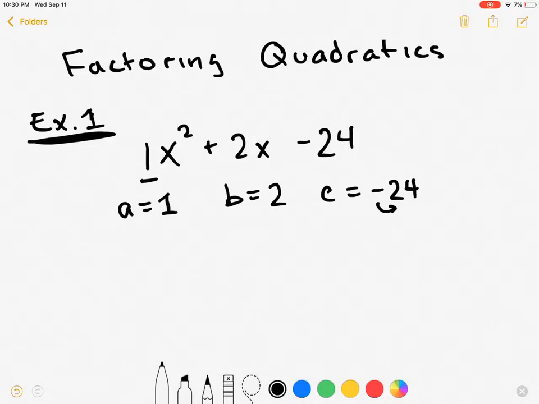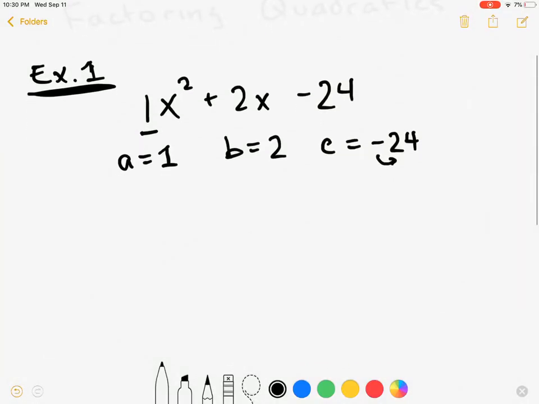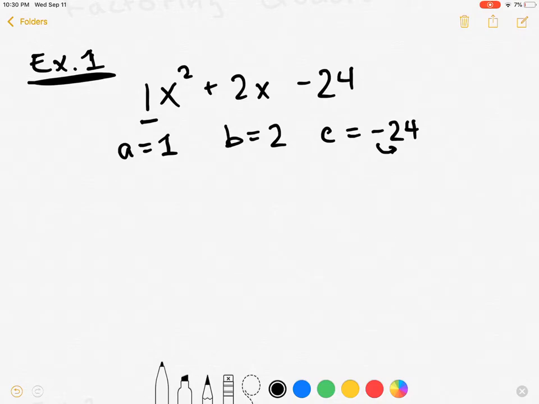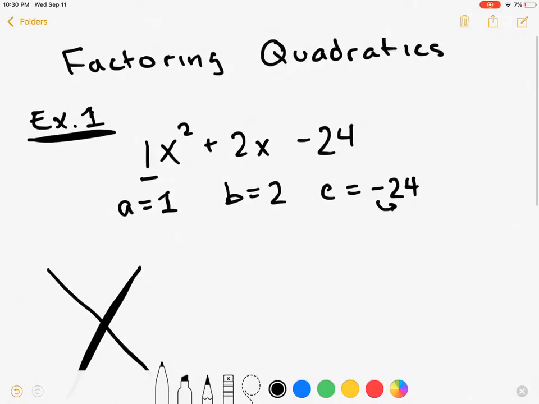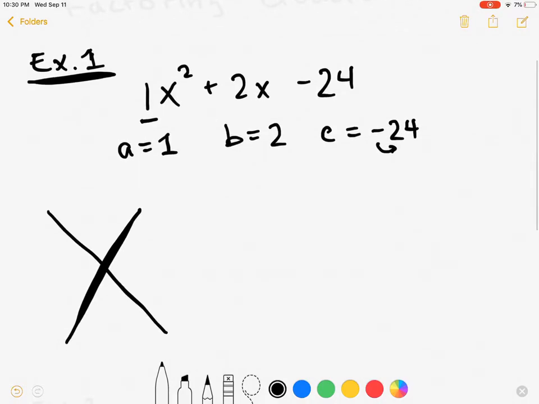Once you have your coefficients laid out, then we can start factoring. To factor this particular quadratic, we're going to use something called the diamond method. This is just a way of organizing the information that you can use when factoring. I drew a large X, and that's your diamond.